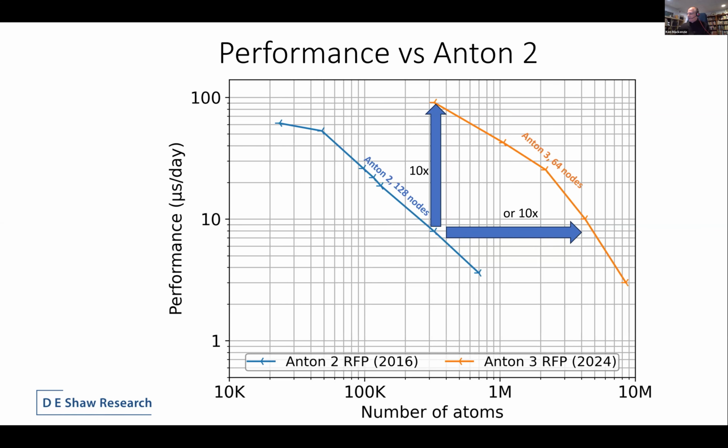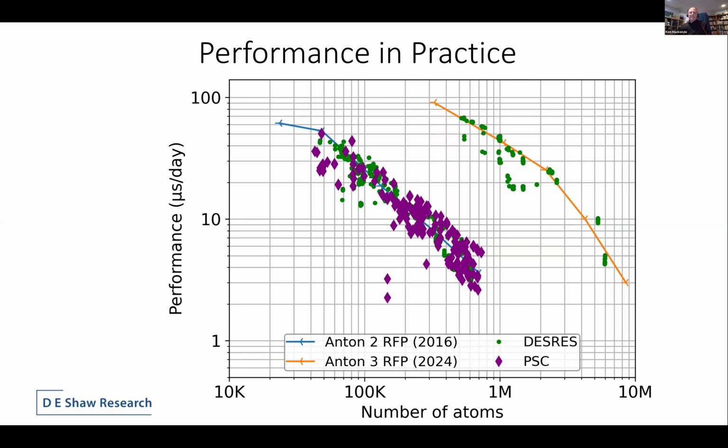Let's see. All right, the other thing I wanted to put up here was, or wanted to decorate my plot with, is actual example runs from both inside DesRes and PSC. These are samples taken from a database, we do performance analysis on all the runs. The green circles here are DesRes runs on a 128 node Anton 2 or a 64 node Anton 3. And the purple diamonds are the PSC numbers from the last couple of years.